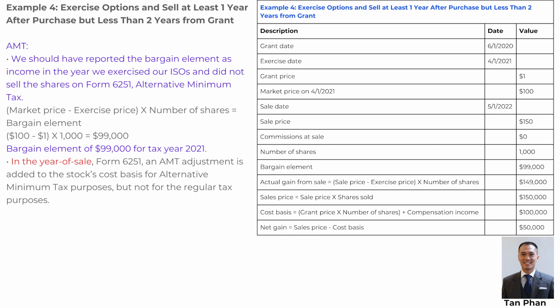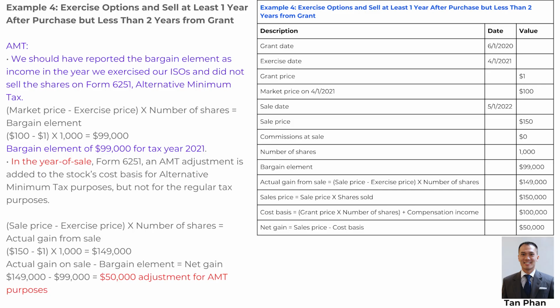In the year of sale, on Form 6251, an AMT adjustment is added to the stock cost basis for alternative minimum tax purposes, but not for regular tax purposes. Sale price minus exercise price times number of shares equals actual gain from the sale. $150 minus $1 times 1,000 equals $149,000. Actual gain on sale minus bargain element equals net gain. $149,000 minus $99,000 equals $50,000 adjustment for AMT purposes.